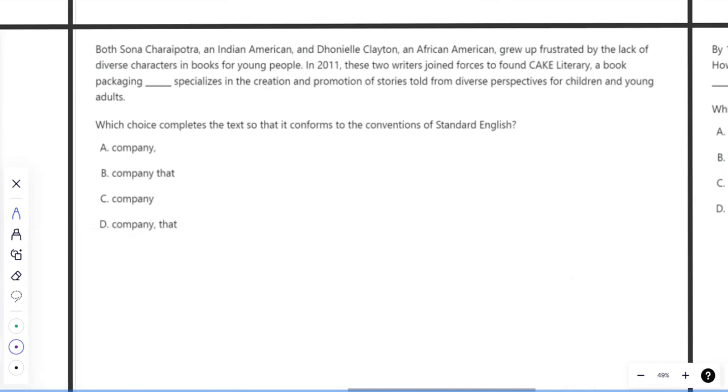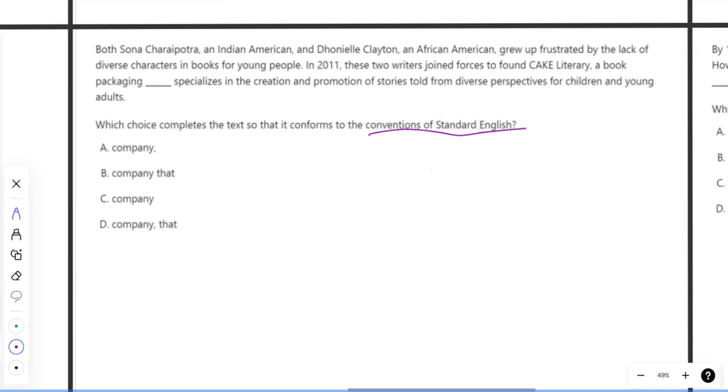Okay, back to conventions of standard English. These are a pretty common type of question. Hey, you guys will get better if you study. That's why I'm here. So this one's asking about the conventions of standard English. Let me just skim through it.